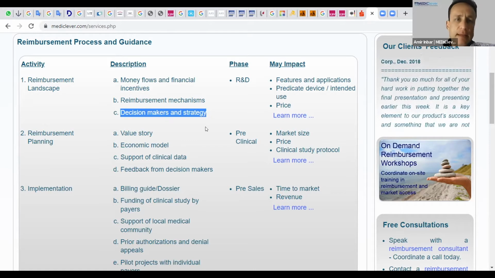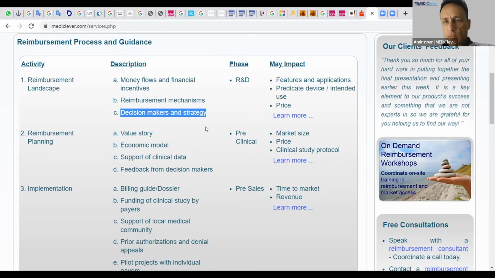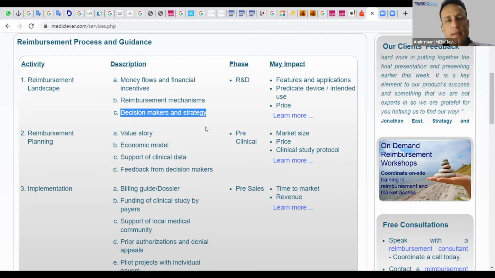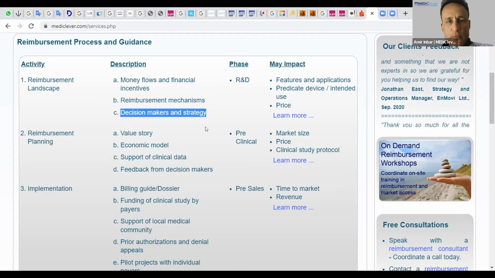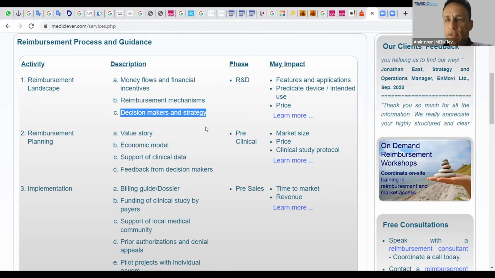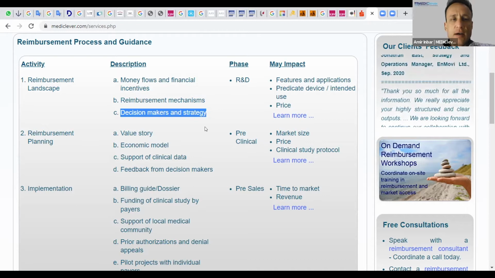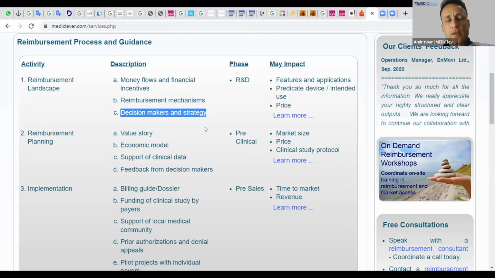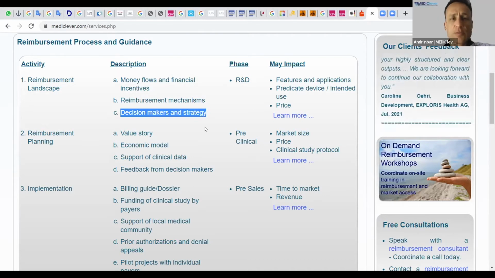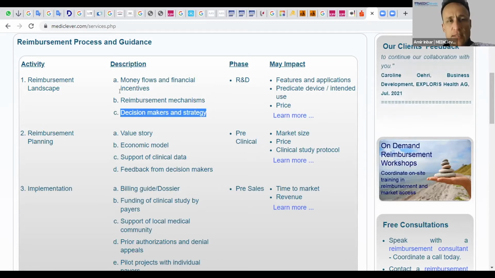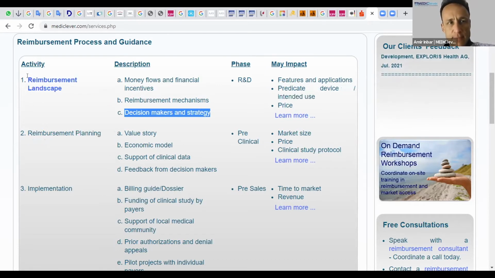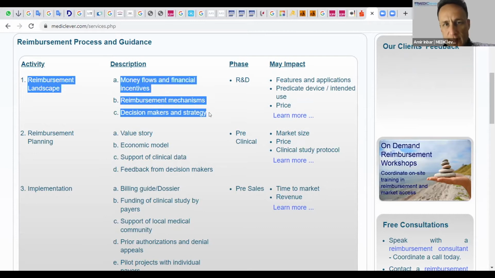And it ends with a preliminary reimbursement strategy outlining the milestones, the pathway, the timeline, and even the associated budget of commercializing your product and obtaining the relevant reimbursement mechanisms in the countries that you wanted us to look at. That's the reimbursement landscape activity.